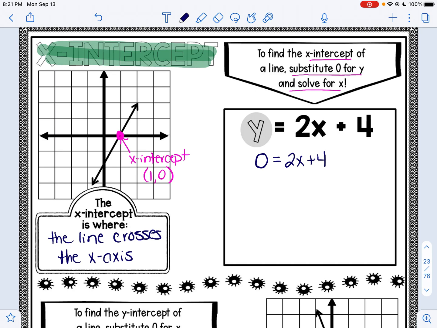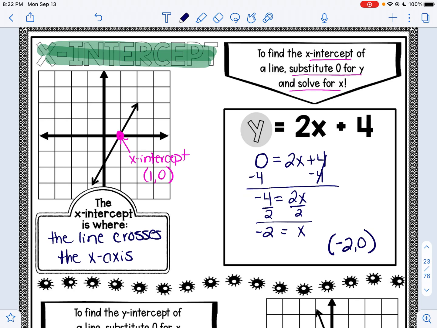Then we solve it. Subtract 4 on both sides. We get -4 = 2x. Divide both sides by 2, and x = -2. So our x-intercept, the line crosses our x-axis at the point (-2, 0).